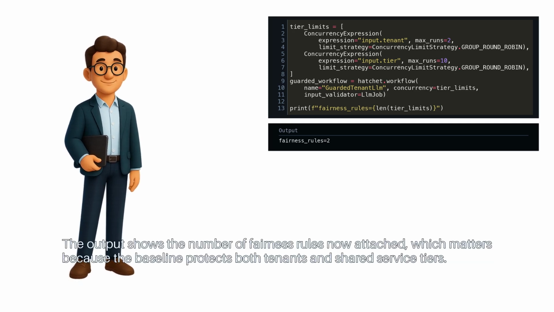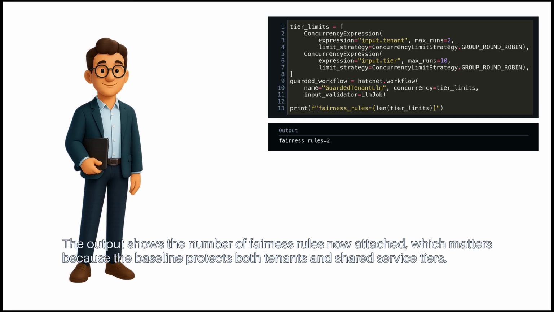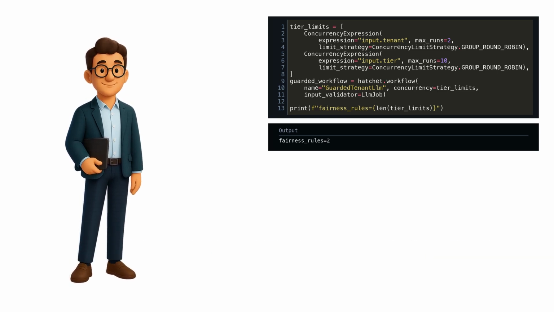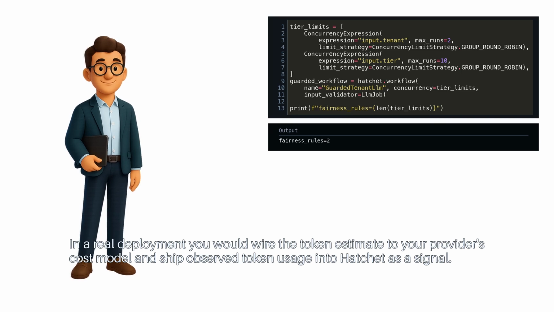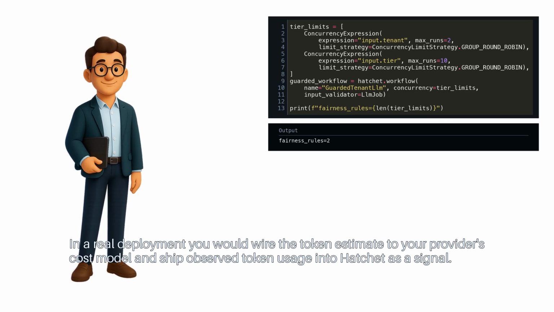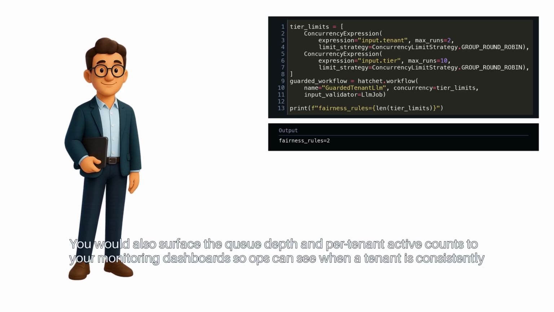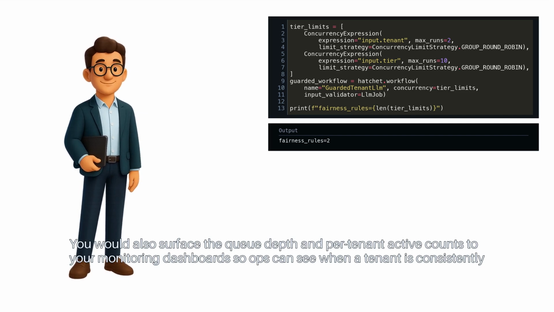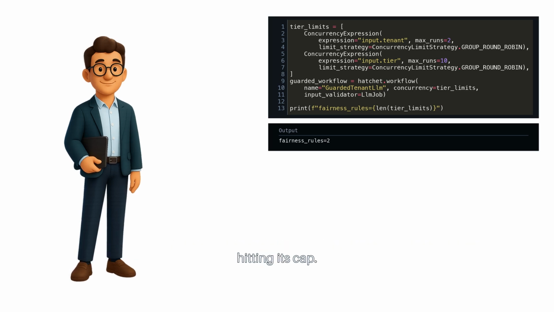The output shows the number of fairness rules now attached, which matters because the baseline protects both tenants and shared service tiers. In a real deployment, you would wire the token estimate to your provider's cost model and ship observed token usage into Hatchet as a signal. You would also surface the queue depth and per-tenant active counts to your monitoring dashboards, so ops can see when a tenant is consistently hitting its cap.